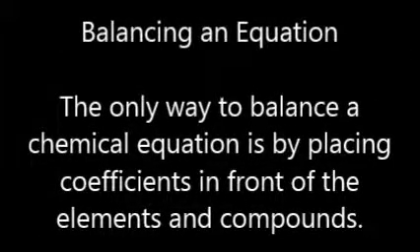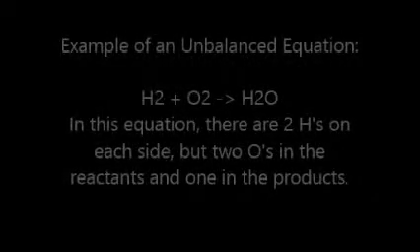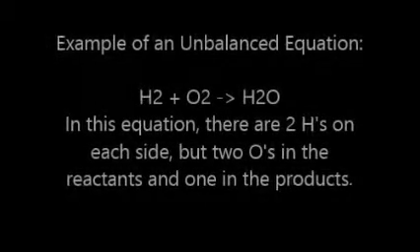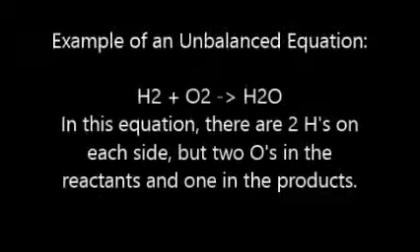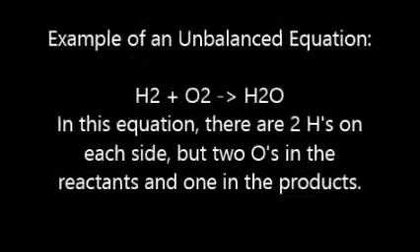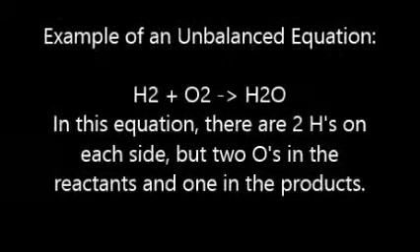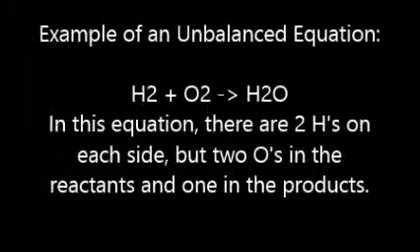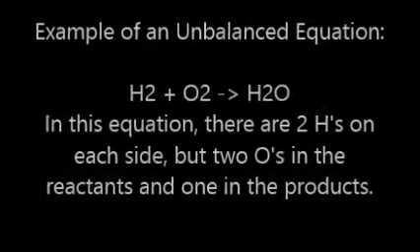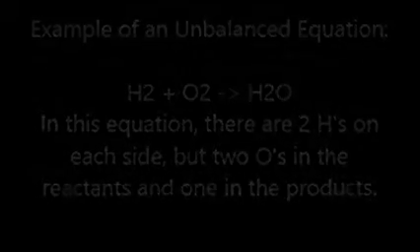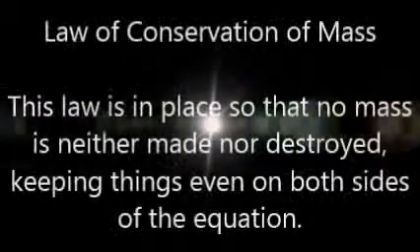Balancing an equation. The only way to balance a chemical equation is by placing coefficients in front of the elements and compounds. And here's an example of an unbalanced equation. H2 plus O2 yields H2O. In this equation, there are 2 hydrogens on each side, but 2 oxygens in the reactants, and only 1 in the products. And this leads us to the law of conservation of mass.